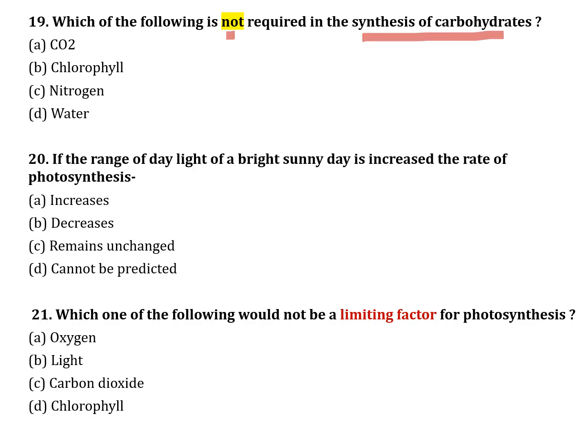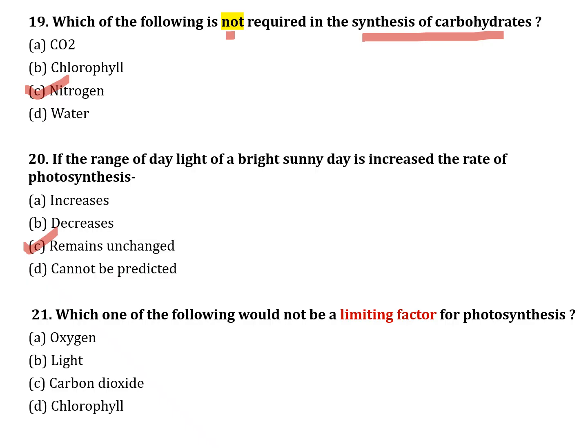Option A carbon dioxide, option B chlorophyll, option C nitrogen, option D water. Correct answer is option C nitrogen. The next question, number 20. If the range of daylight of a bright sunny day is increased, the rate of photosynthesis is option A increases, option B decreases, option C remain unchanged, option D cannot be predicted. Correct answer is option C remain unchanged.